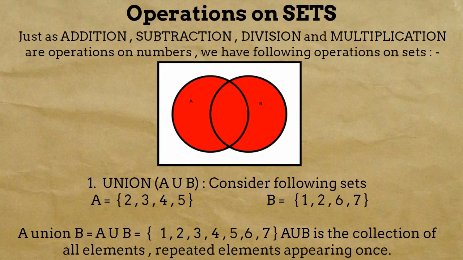We also have a diagram called the Venn diagram, which will help us to understand the concept of union of sets. Now, in this diagram, we have two circles, circle A and circle B, which represent the two sets, set A and set B respectively, and the area shaded in red represents the union of these two sets.